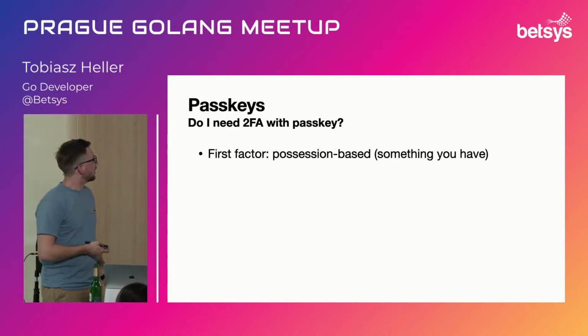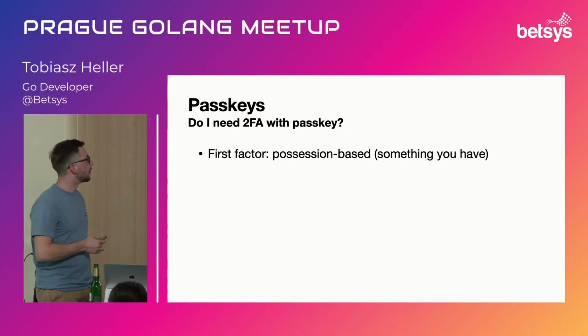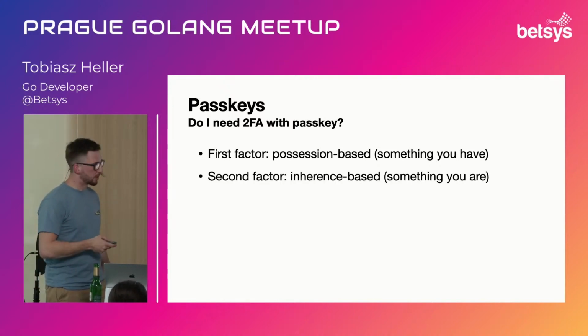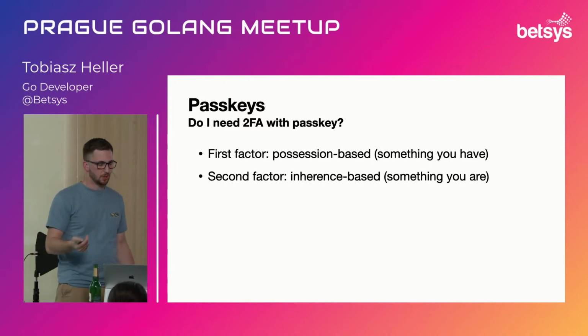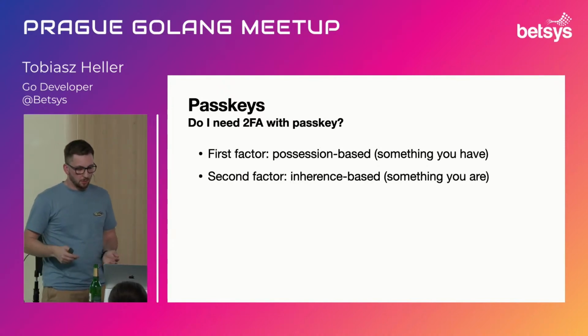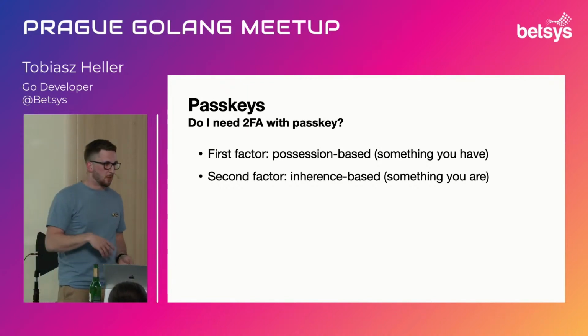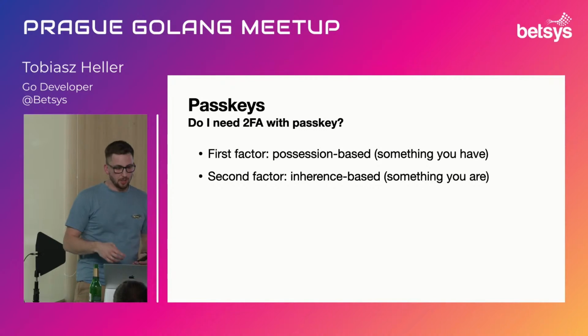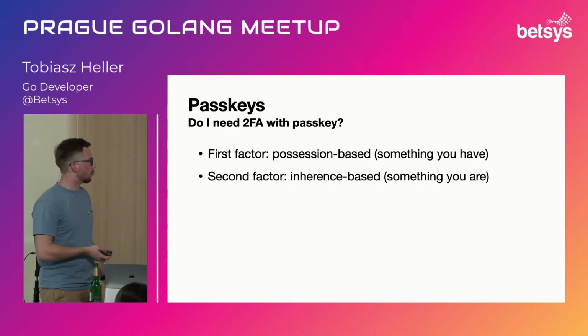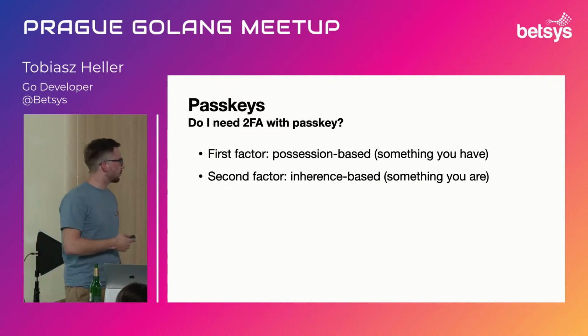So if I have passkeys, do I need a second factor? So theoretically, passkeys fulfill both factors. First is possession based, because this is something you have, and second is inheritance based, because every time you sign the challenge, it's gated by a biometric scan of your face or finger, or your PIN if it's a YubiKey. So if you want, you can skip the second factor if you start using passkeys.